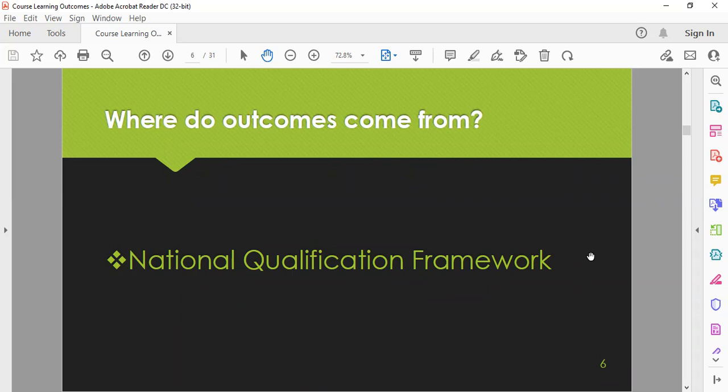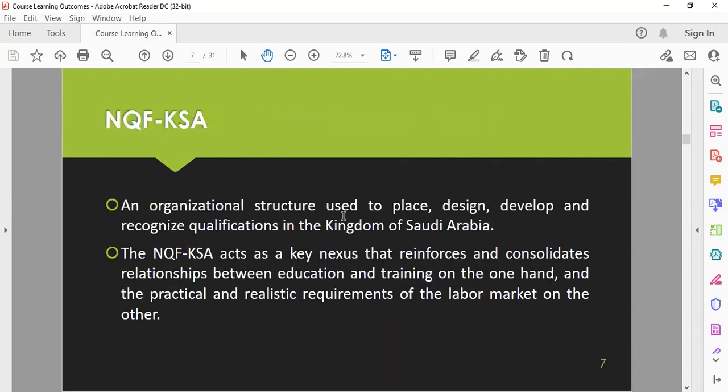Next point is, where do outcomes come from? This point again is very important. Simply, the course learning outcomes are guided by the national qualification framework. And every country has its own national qualification framework, especially those countries which work for the improvement of their education. They develop such frameworks in order to achieve consistency and improvement in all educational institutions.